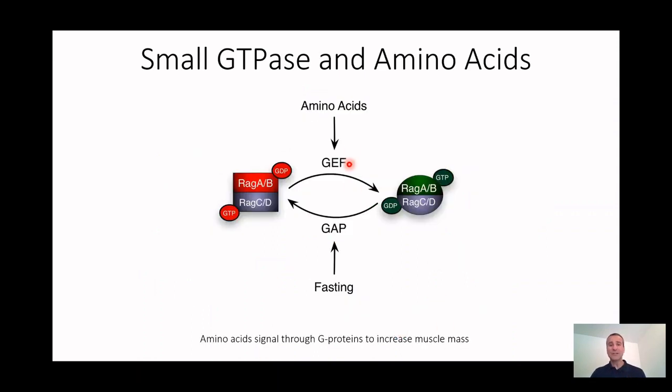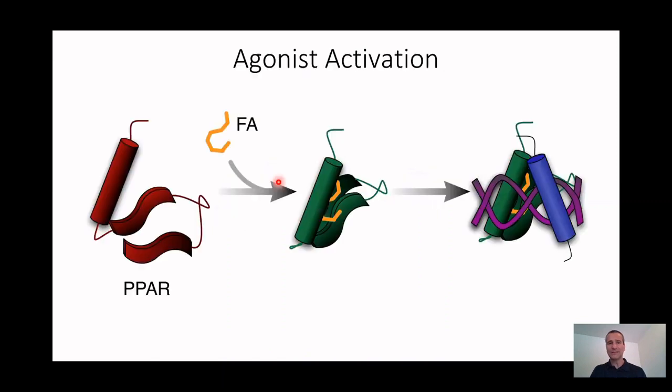We're going to see this when we talk about how amino acids increase mTOR activity and muscle protein synthesis, because amino acids activate or alter this GEF protein on this small GTPase called the RAGs. And when we get it active, that RAG can now increase things that are going to drive protein synthesis. When we fast, we activate a GAP protein that's going to turn this whole system off so that we don't increase protein synthesis when we're fasting.